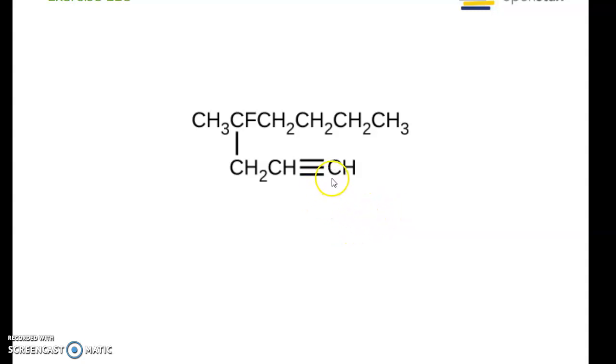This right here, let's look at how many carbons we have. 1, 2, 3, 4, 5, 6, 7, 8. Okay, so it's going to be octyne, right? O-C-T-Y-N-E. But what we have is a methyl group here and a fluoro group here. And this is on the 1, 2, 3, 4. So it's going to be 4 methyl, 4 fluoro.